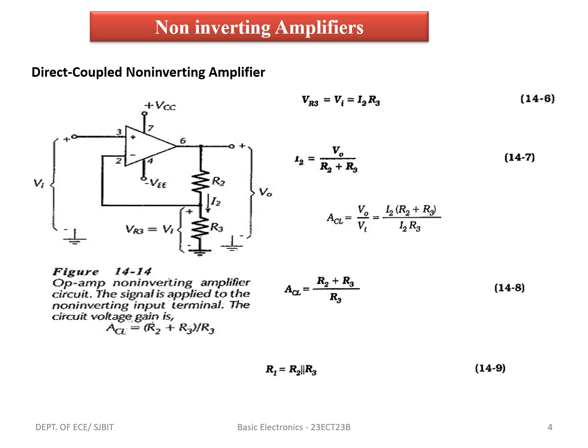Here VR3 will be equals to VI equals to I2 into R3, and I2 will be equals to V0 divided by R2 plus R3. ACL will be equals to V0 divided by VI, which will be equals to I2 into R2 plus R3 divided by I2 R3, and voltage gain ACL equals R2 plus R3 divided by R3, and where R1 will be equals to R2 parallel with R3.